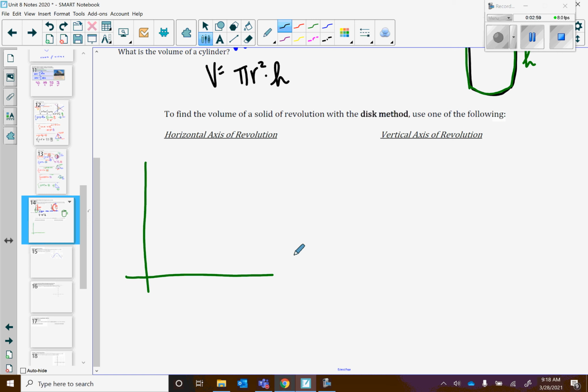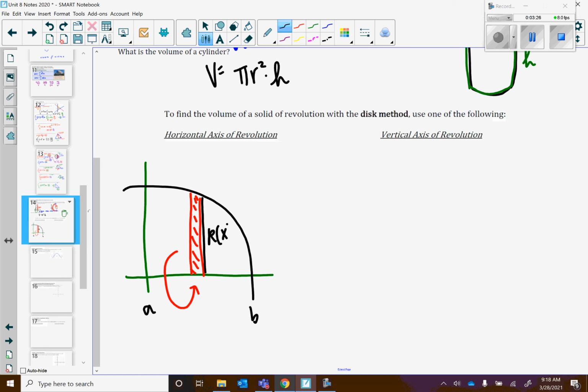So we'll start with our x-axis. So let's say we have this function. Here are our bounds, a to b. And if I take any rectangle here and I rotate it around my x-axis, remember we're finding volume. So we are adding up all of these areas. But when I rotate it, this now is the radius of the circle that gets rotated all the way around here. And we're rotating many, many, many circles to get this three-dimensional shape.